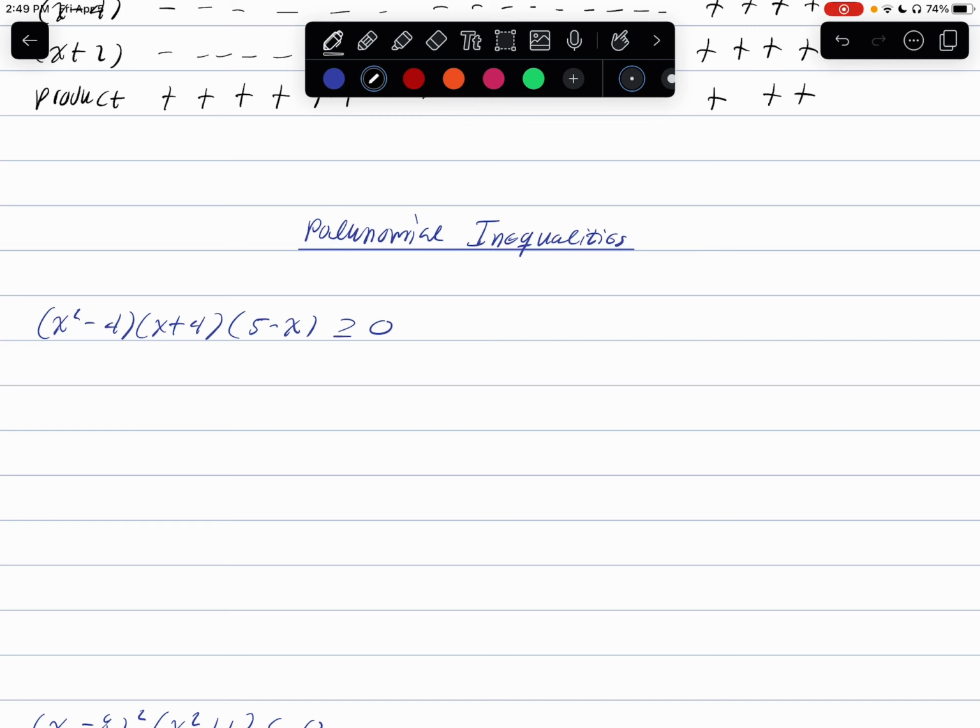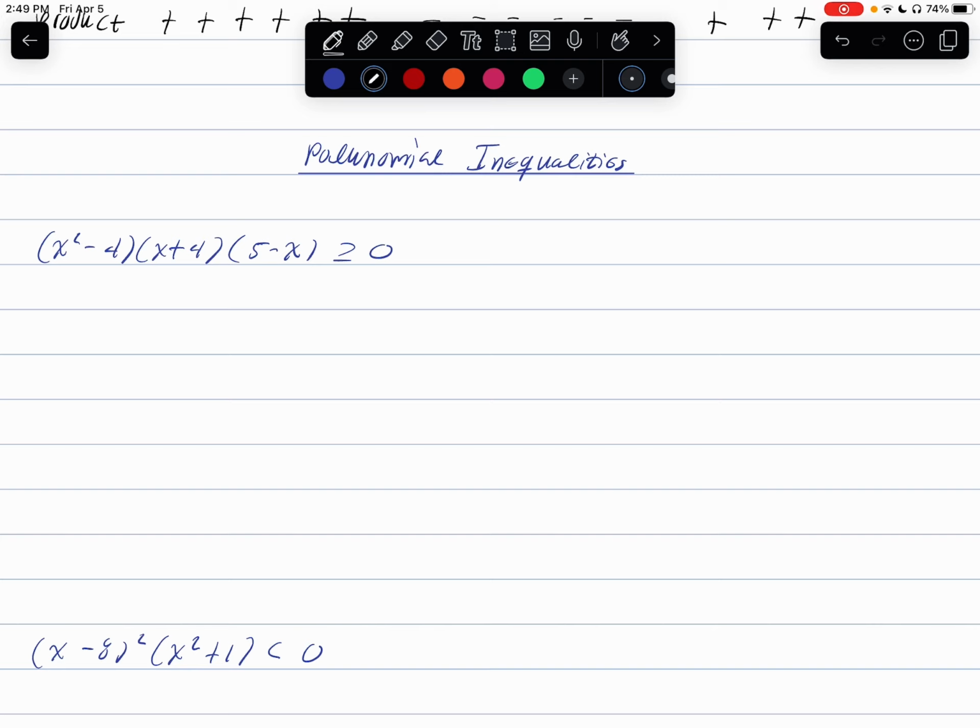So first of all, we can notice that x squared minus 4 can be factored a little bit more. That's a difference of squares. So remember, if we have a squared minus b squared, we get a plus b times a minus b. So this will become x plus 2 times x minus 2. Remember, that'll give us x squared minus 2x plus 2x. Those would cancel, and then we'd have minus 4. And then we have x plus 4, and then we have 5 minus x. And this whole thing is going to be greater than or equal to 0. So that's how we're going to rewrite that.